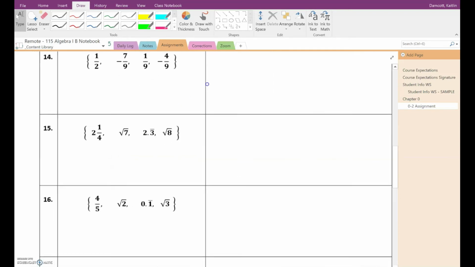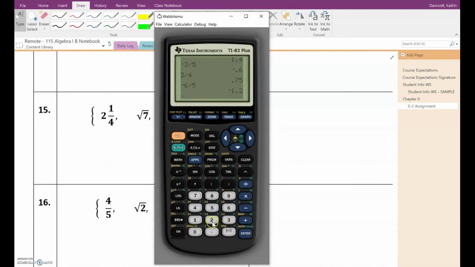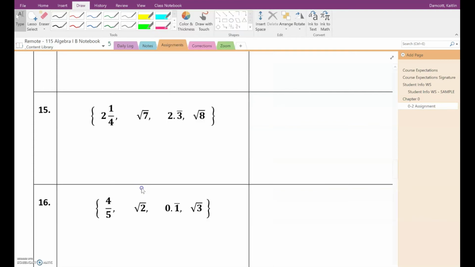how to change in number 15. If you have 2 and a quarter, you need to put it in your calculator and do 2 plus parentheses 1 divided by 4. That's how you put in mixed numbers like this. You do the whole number and then add whatever the fraction is, and you want to make sure you put that in parentheses. So this comes out to be 2.25.